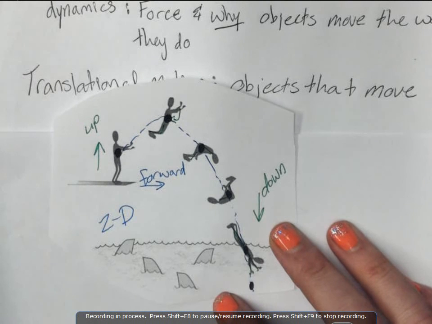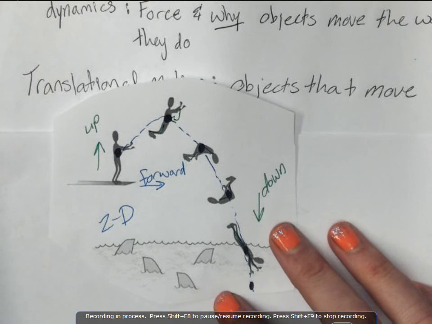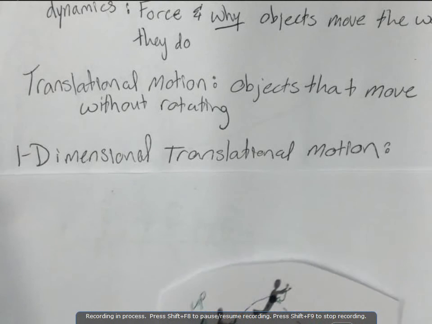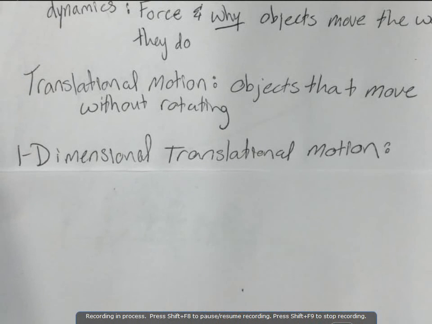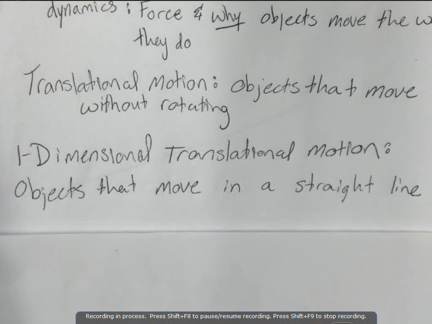And we will take a look at translational motion in 2 dimensions, but it's a little bit complicated, believe it or not. So it makes more sense for us to start with considering objects in just 1 dimension. The first thing we take a look at before 2 dimensions, which is chapter 3, is 1-dimensional translational motion, which is just objects that move in a straight line. That's all there is to it.